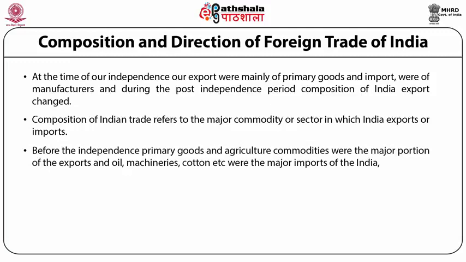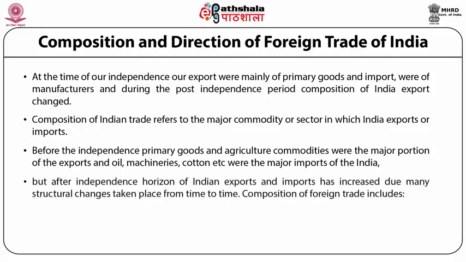Before independence, primary goods and agriculture commodities were the major portion of the exports, and oil, machinery, cotton, etc. were the major imports of India. But after independence, the horizon of Indian exports and imports has increased, mainly due to structural changes which have taken place from time to time. Composition of foreign trade includes, firstly, composition of exports, and secondly, composition of imports.